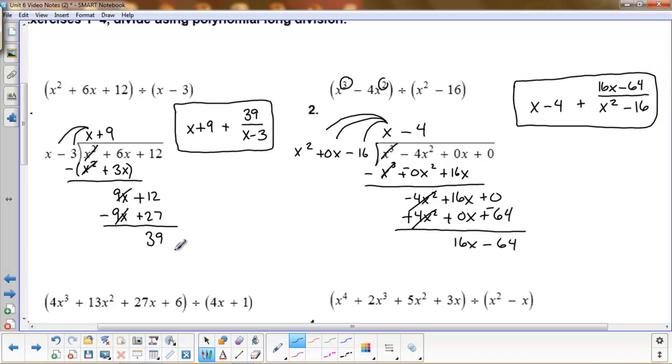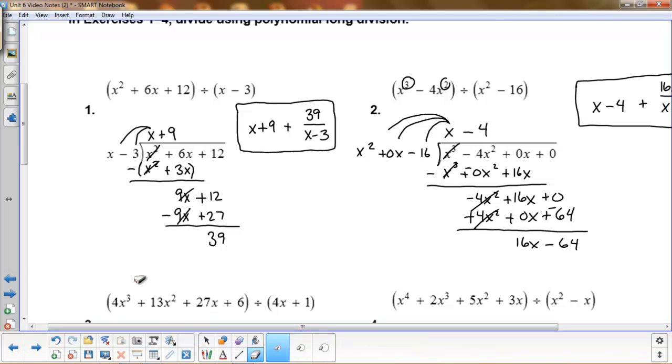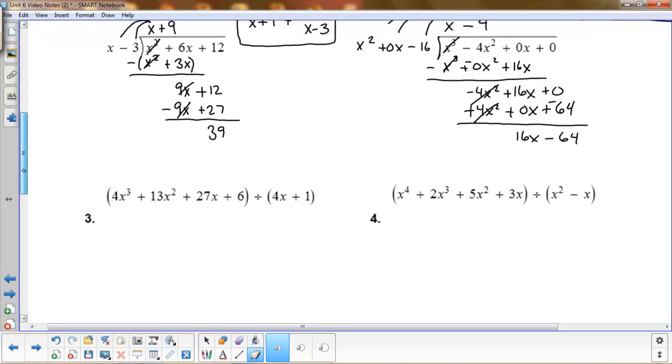What I'd like you to do next is take an honest effort and try question number 3 and question number 4. What we'll do here is I want you to pause the video and go through each of them. Once you've done that and you feel like you've reached the end, continue on, because the next thing I'm going to do is reveal the answers to question number 3 and question number 4. And that'll give you an idea about how close or how far away you are from understanding polynomial long division.